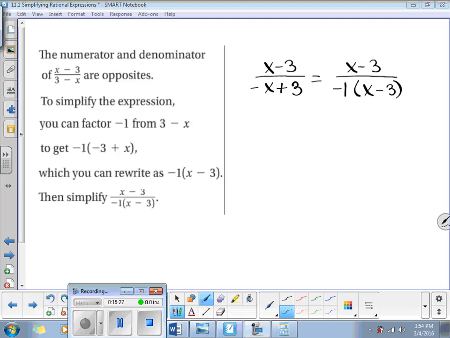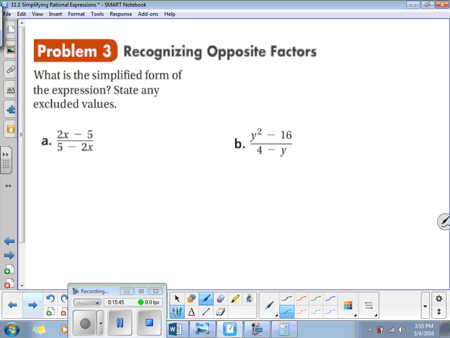So now, here, you can cancel these out to 1s, and you will just end up with 1 over negative 1, which is equal to negative 1. Okay? So they only differ by that negative 1.